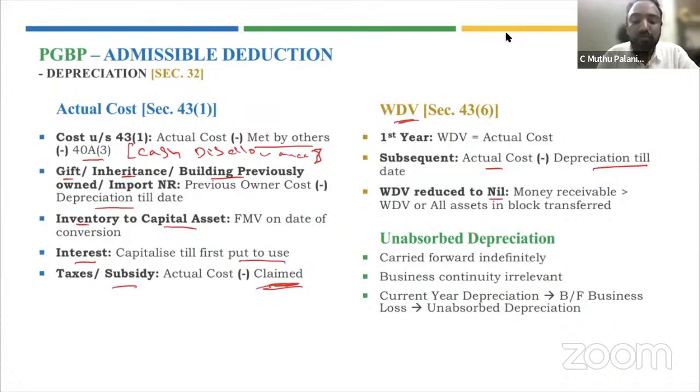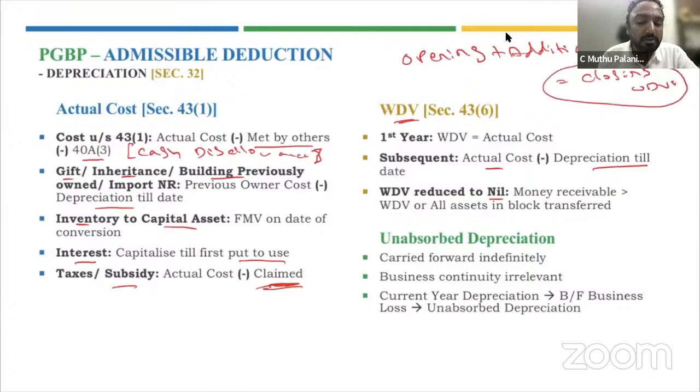In one situation, you have to make WDV as nil when money receivable is greater than WDV of all assets. Basically, when you say WDV, opening WDV plus addition minus deletion is your closing WDV. So you charge depreciation on this. You charge depreciation on closing WDV.